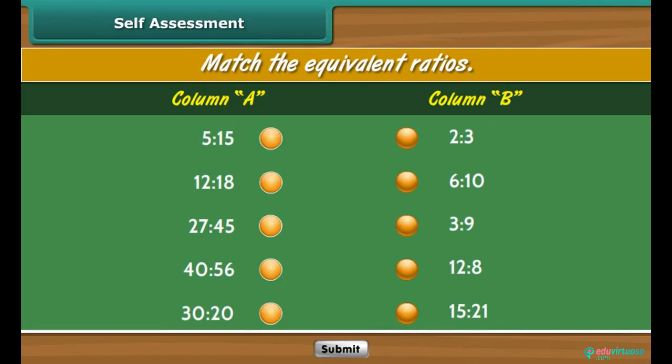Self-assessment. Match the equivalent ratios.